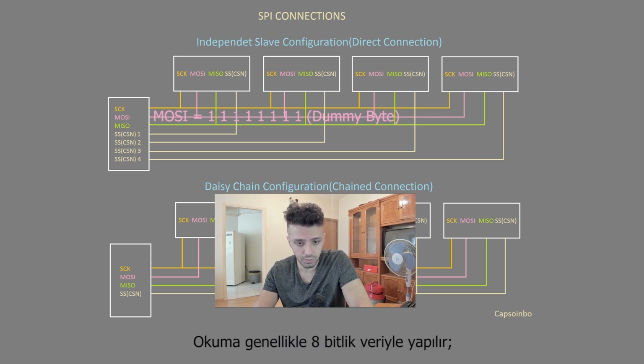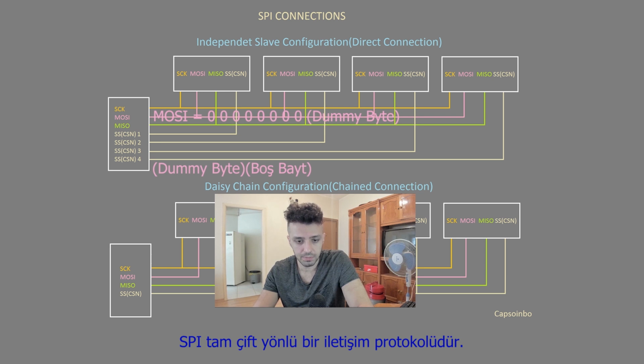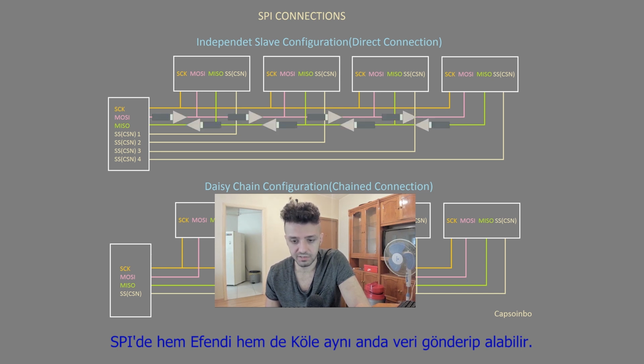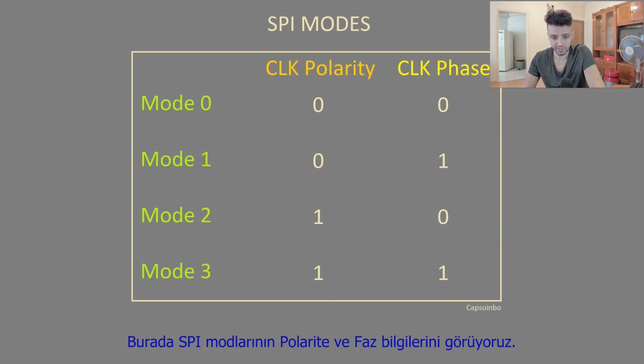Reading is usually done with 8 bits of data, which could be all ones or all zeros depending on the transmitted information. SPI is a full duplex communication protocol. This means that data transmission and reception can occur simultaneously, that is, bidirectionally. In SPI, both the master and the slave can send and receive data at the same time. This is a feature that increases communication speed and ensures efficiency. Here we see the polarity and phase information of SPI modes.